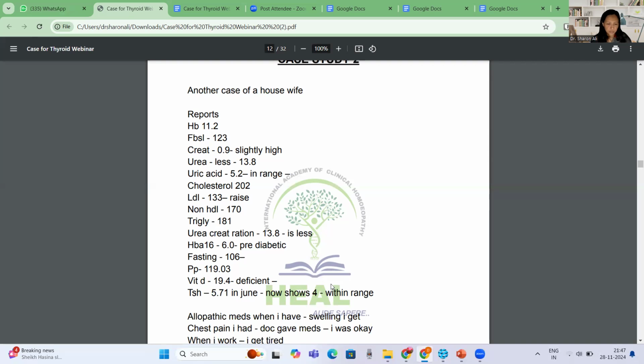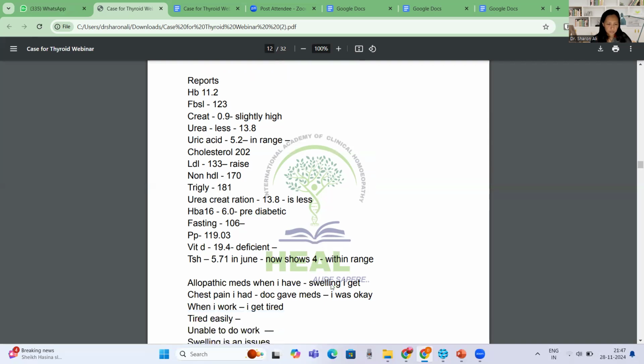HbA1c was 6. And the patient came to me for a different complaint. This was all the tests they had done because they were in a lot of distress, and in spite of medication, she was not comfortable, okay? Now, she had taken some allopathic medicine, and after that, she got some swelling. And she had severe chest pain, and then the doctor had to give her medicine for the chest pain.